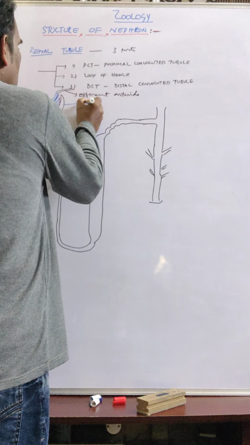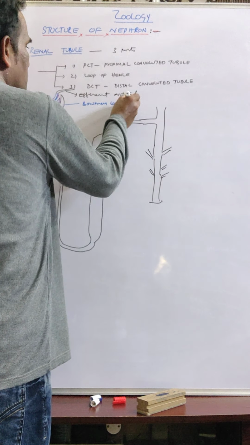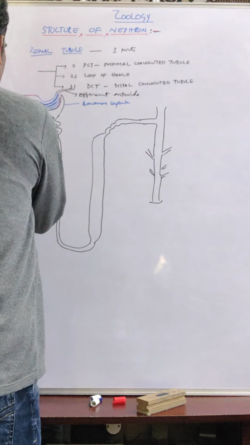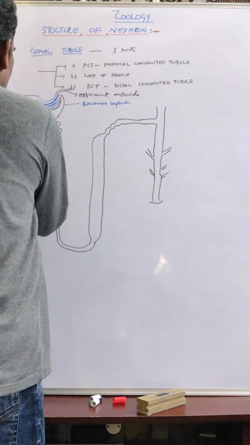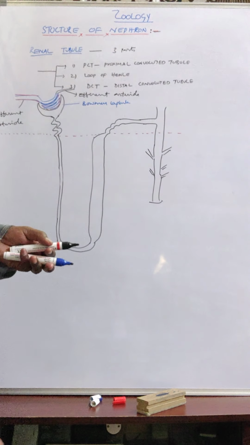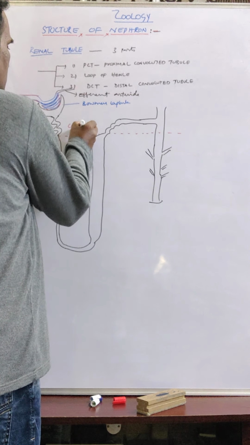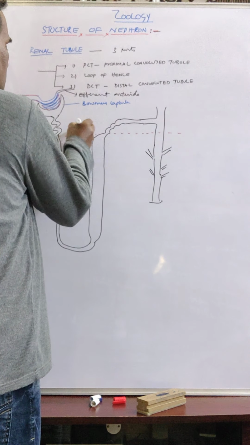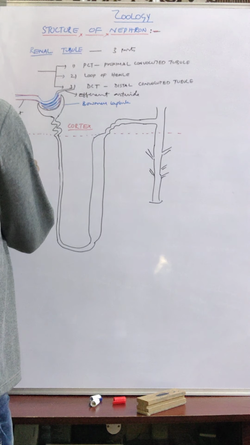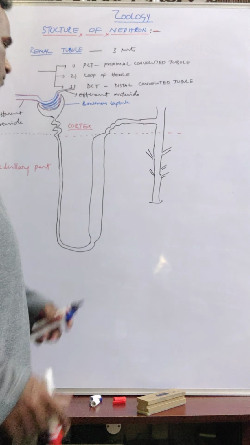This is a Bowman capsule, a double-layered cup-like structure. And this part, the dotted line, is called the cortical part of the nephron. This is the cortex, or cortical part of the nephron, and this is called the medullary part of the nephron.